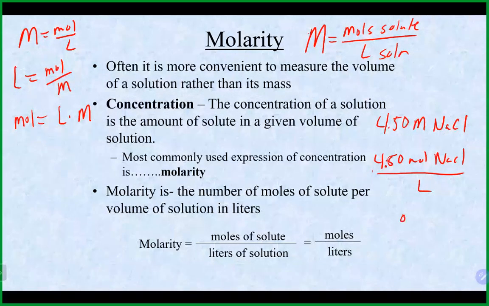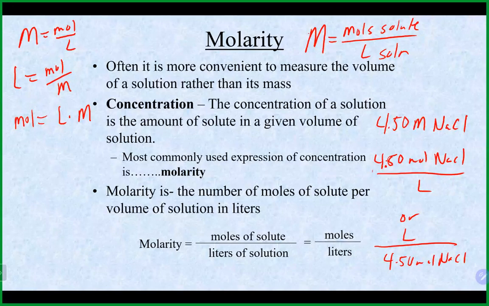So if you wanted to use it more like a conversion factor, we could go liters on top and 4.50 moles of sodium chloride on the bottom. Again, I highly recommend you don't leave the big M in the calculations. Convert it into moles per liter so you can see both units, and hopefully you won't forget about either of those units, which is a very common error.